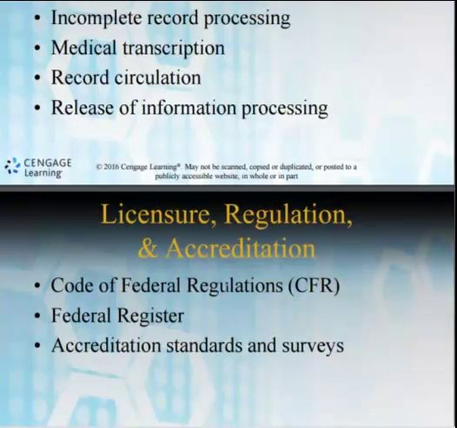The Code of Federal Regulations, which is the CFR, is responsible for coming up with the rules that are required and must be met in order to work as a facility and maintain your license. The Federal Register is a newspaper. It comes out daily, and it tells all of the new and current legislation. Accreditation standards and surveys are voluntary areas that hospitals or healthcare facilities can be part of to show that they demonstrate standards set by different organizations.